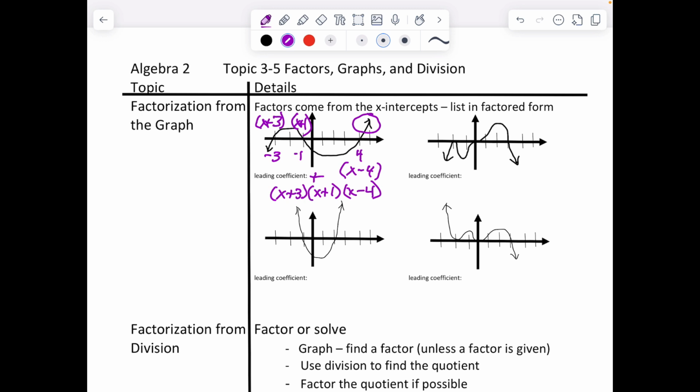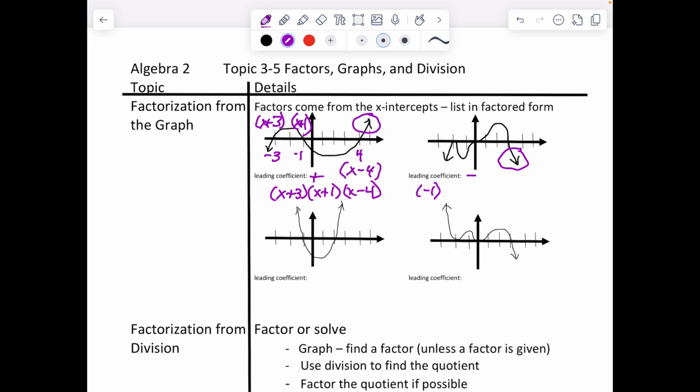Now this second example, notice that the right side of it does go down, so that means the leading coefficient is going to be negative. So immediately I'm going to put a -1 at the very front of my factorization, because I know it's going to have a negative to make it end down. It's also going to be even. Let's look at the intercepts.